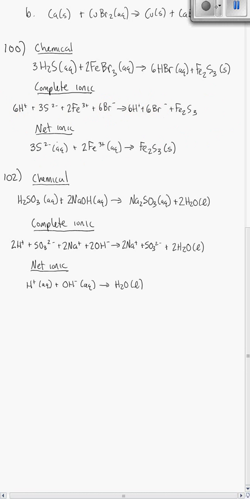Problem number 102 involves another double replacement reaction. In this problem, you're told that a reaction occurs when sulfurous acid, which is H2SO3, is mixed with an aqueous solution of sodium hydroxide. The chemical formula for sodium hydroxide is NaOH. You get that again by balancing charges. Na is +1, and OH is -1.